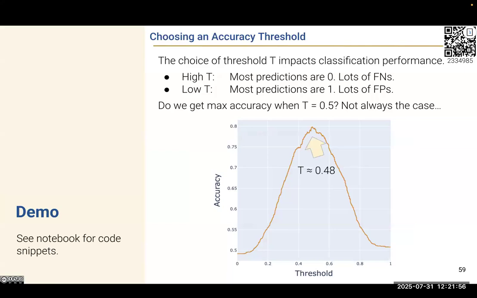For example, with a data set, you can look at a data set and a code in a demo. I'm plotting the threshold against the accuracy. And you see that at a threshold around 48%, 0.48, I have the highest accuracy. So in this case, the best threshold in the accuracy sense is not exactly a half.